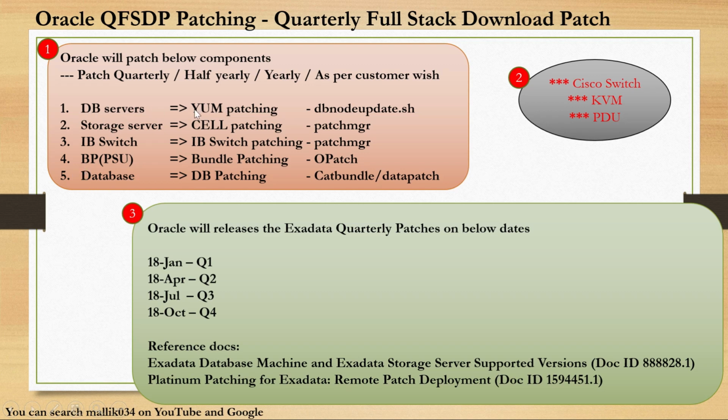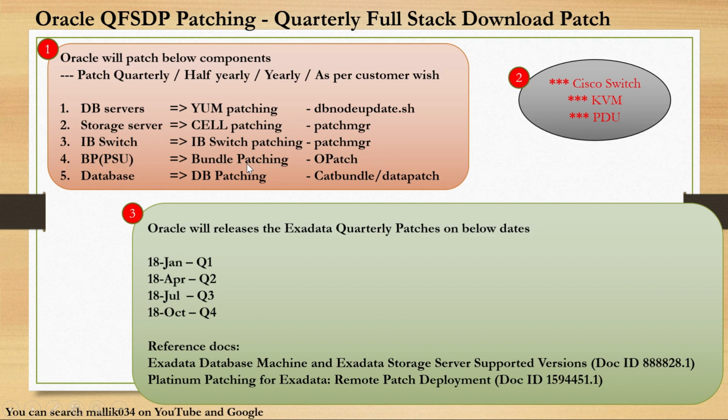For the DB server, they call it RPM patching. Traditionally in a Linux server, we can call it yum update, kernel patching, RPM patching. And for the storage server, cell patching is again nothing but RPM patching, because the storage server also has Oracle Linux, OEL. So traditionally that is also called RPM patching. But in Exadata we call it RPM patching for the DB node, and for the storage server we call it cell patching, and for the IB switch we call it IB switch patching, and for OPatch or bundle patch we call it bundle patching.